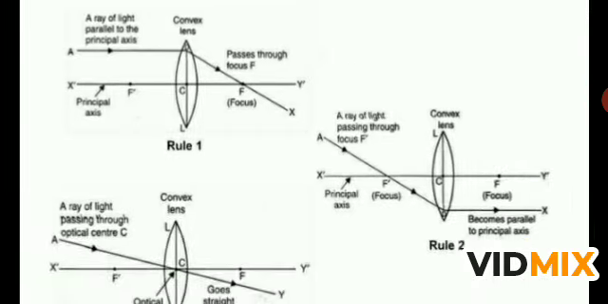Rule number 2: if you see the light ray which is passing through focus, after falling on the lens it becomes parallel to principal axis. It is just the reverse of rule number 1, so you can take rule number 1 and rule number 2 as opposite to each other. Again I am telling you, if the light ray is parallel to principal axis, it passes through focus, and if the light ray is passing through focus, it will become parallel to principal axis after refraction.